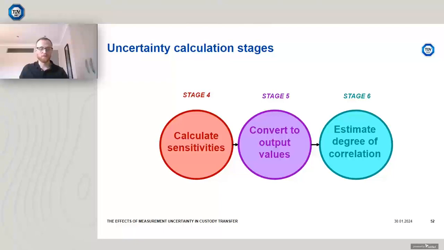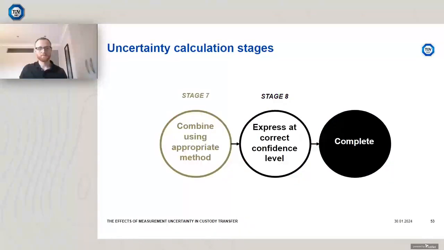Convert to output values: at this stage you multiply the answers from stages 3 and 4 together. You multiply the standard uncertainty by the sensitivity coefficients. Correlation I'll touch on later as well, but that's how related certain uncertainties are to one another. Then combine using the appropriate method, as advised in the GUM. It's essentially the root sum squared method, and again, we'll go into that in the example in terms of how you combine uncertainties together.